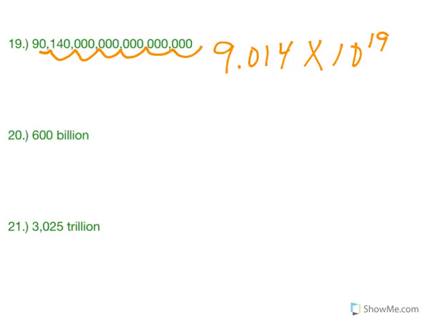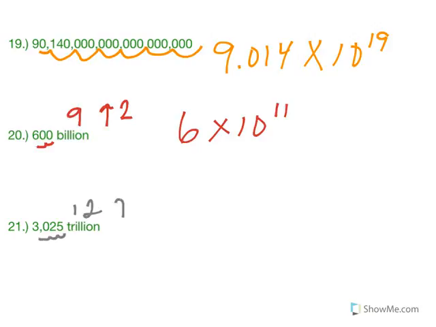Number 20, we're back to words. So billion is 9. I've got to move it 2 places. That's going to increase it by 2. So 6 times 10 to the 11th. And in number 21, trillion is 12. And I've got to move it 3 places. So that's going to increase it by 3. So 3.025 times 10 to the 15th.